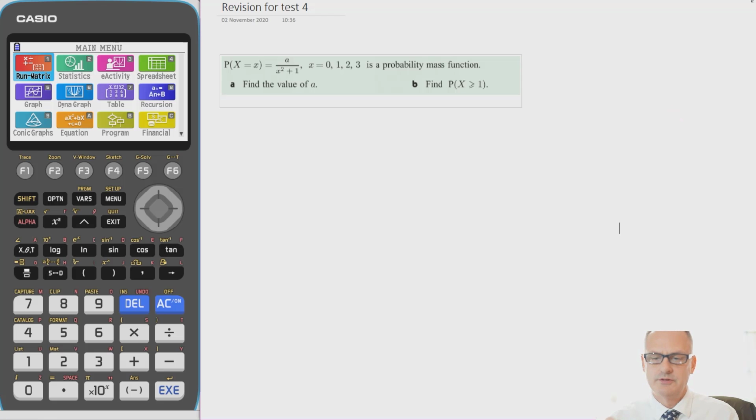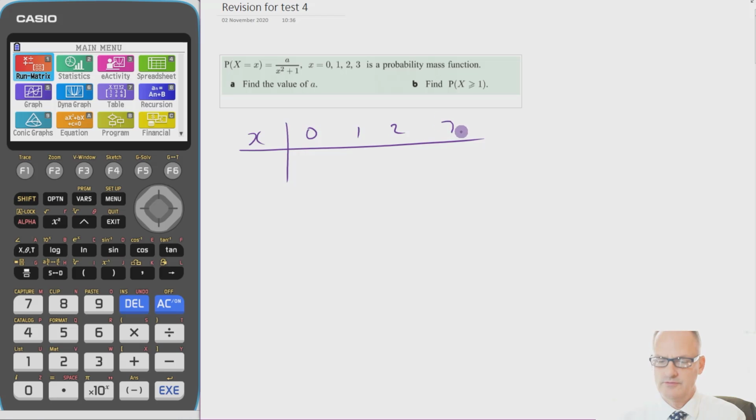Right, we're going to be looking at these questions, which are going to help us in our revision for test 4 in our SLAPS course. Okay, so the first question is a probability mass function question. We want to find the value of a. Now we know that x can take on the values 0, 1, 2, and 3. So let's put in our x values.